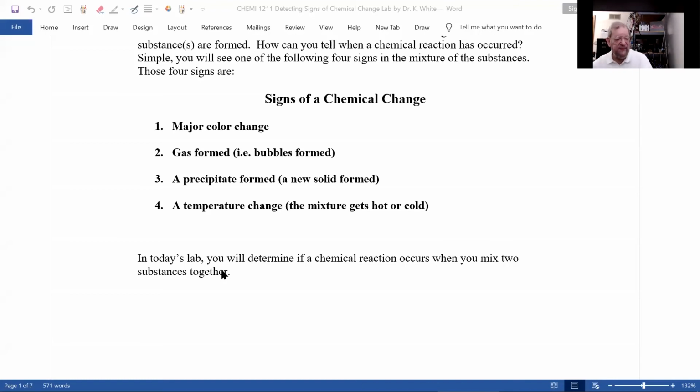And in today's lab, you'll determine if a chemical reaction, also known as a chemical change, occurs when you mix 2 substances together. How do you know that? Well, if you see one of these 4 signs, you see a color change, yep, you had a chemical reaction, chemical change. You had a gas form, bubbles, you've seen a chemical reaction occur, a chemical change. If you see a precipitate, a solid form, yep, you had a chemical reaction, which is also known as a chemical change. And finally, if you see a temperature change, it gets colder or hotter, you've had a chemical reaction, otherwise known as a chemical change.